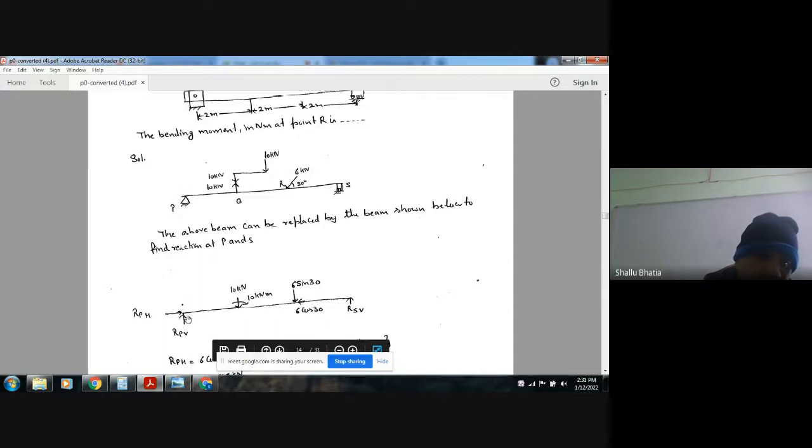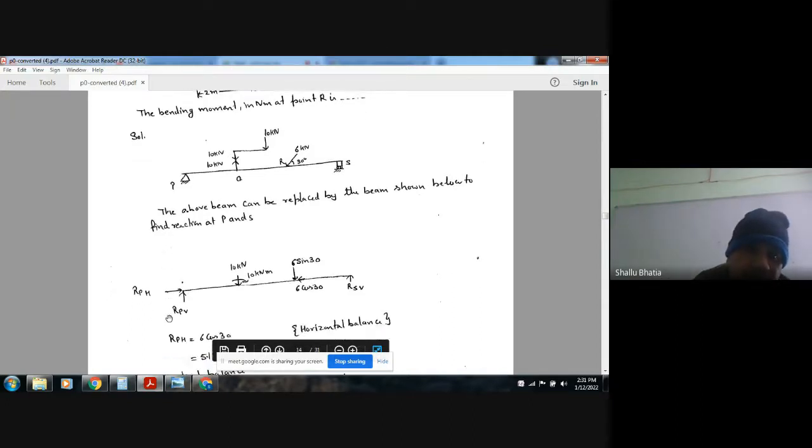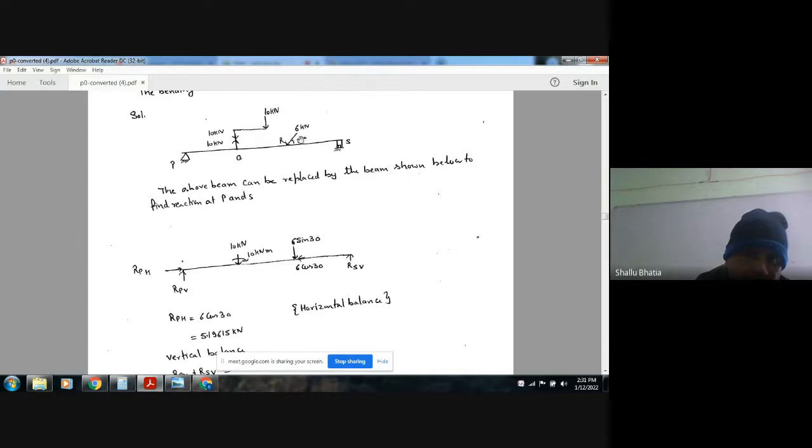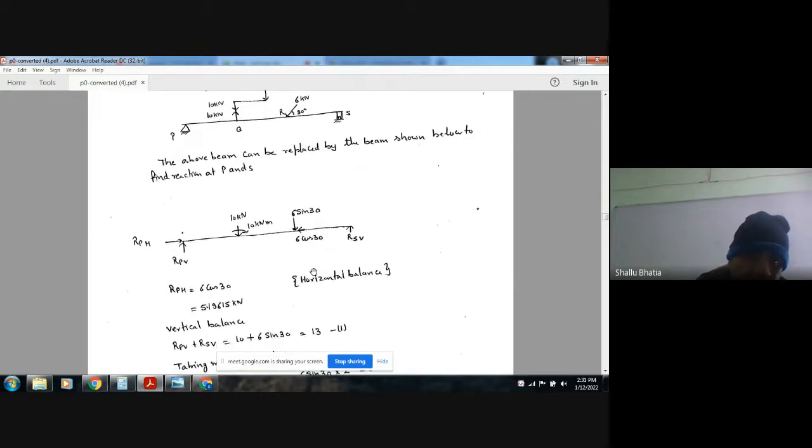It will provide both horizontal and vertical reactions. So RPH and RPV are the horizontal and vertical reactions, and here there is a roller, so RSV will be only in the vertical direction. Now this 6 kilonewton can be resolved into components. The vertical component is 6 sin 30, and the horizontal is 6 cos 30. Now we can balance horizontal forces, so RPH is equal to 6 cos 30.